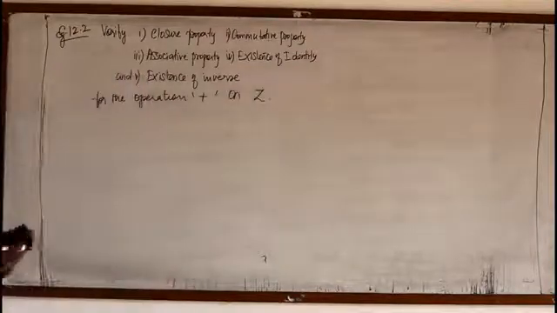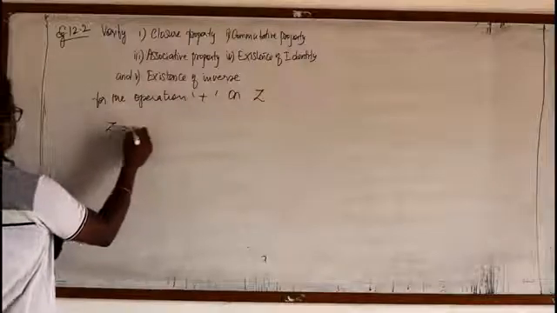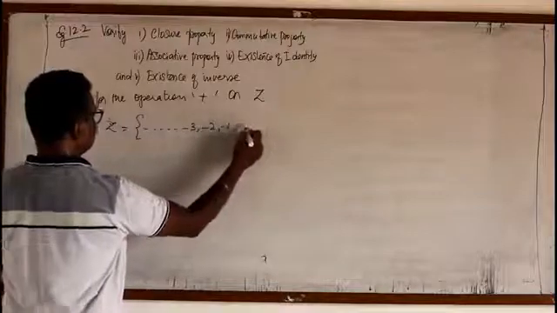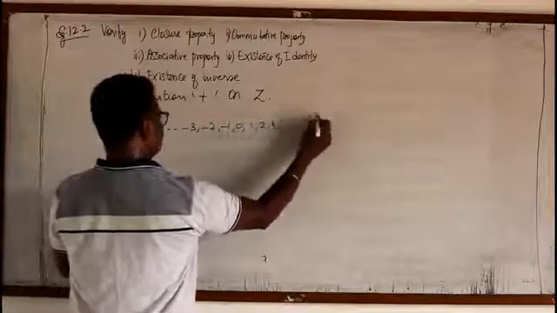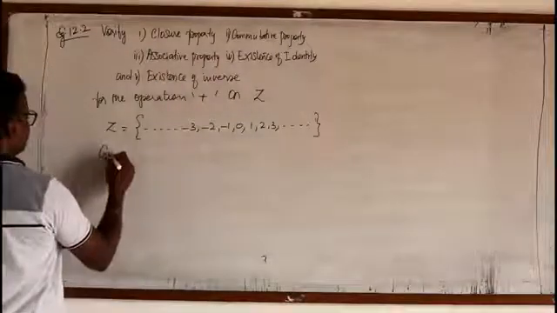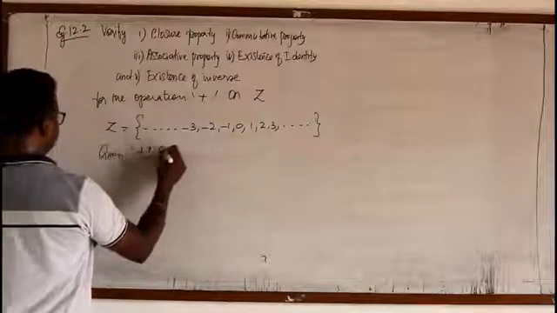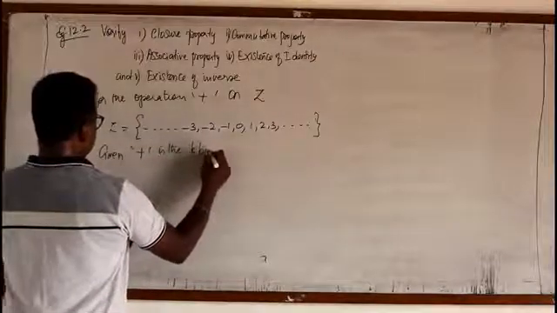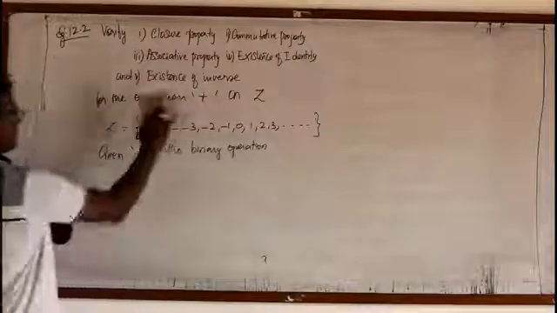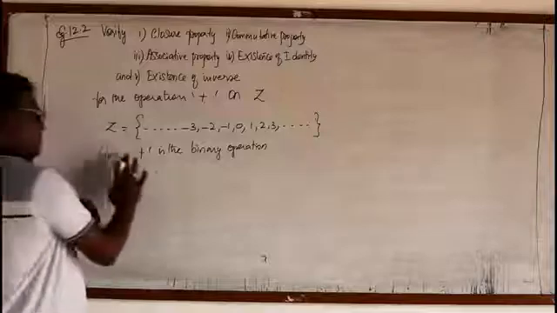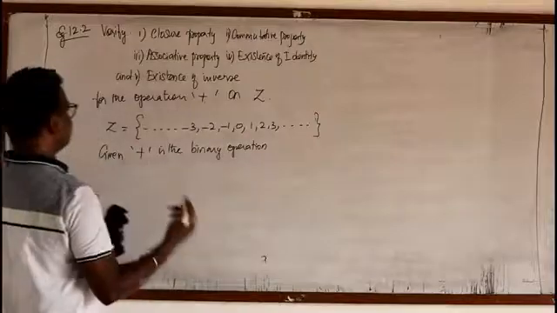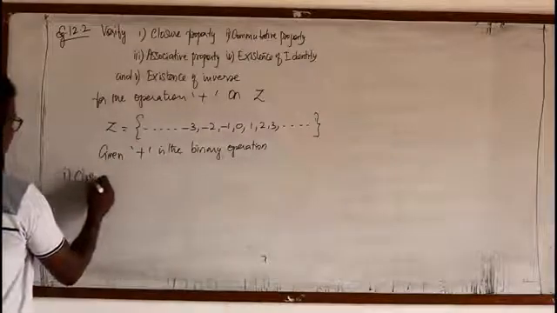Z means set of all integers. So Z means what? Set of all integers, that is minus 3, minus 2, minus 1, 0, 1, 2, 3, etc. This is Z. Here plus is the binary operation. We can say plus as a binary operation on Z because we know addition is well defined in Z. When I add two numbers, the result definitely will be in Z. Okay, so that is the first law, closure law.